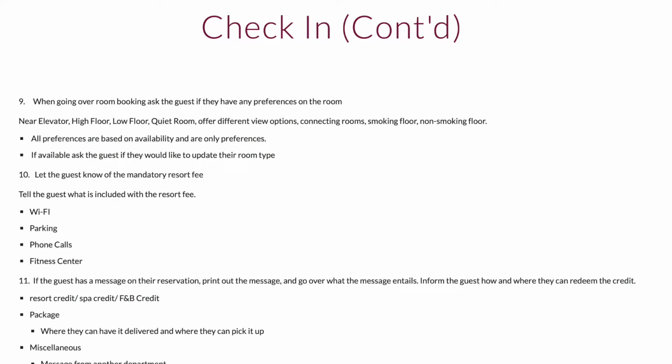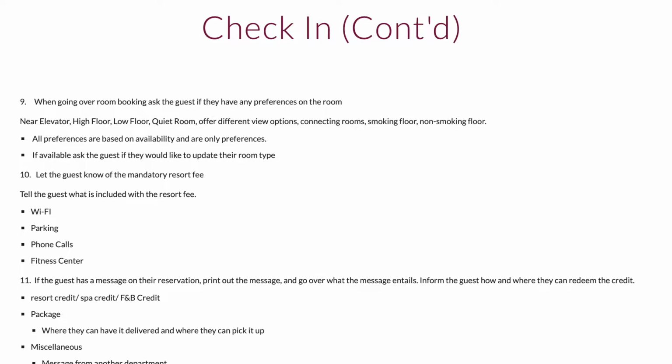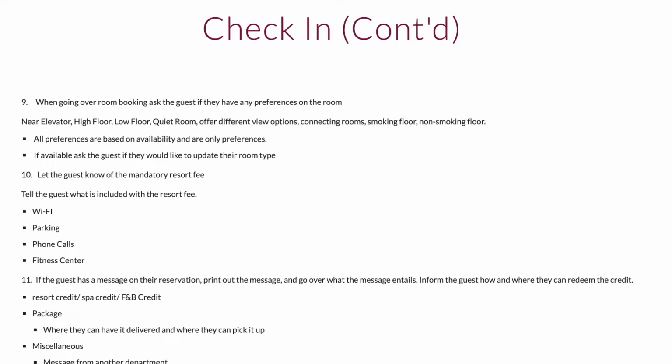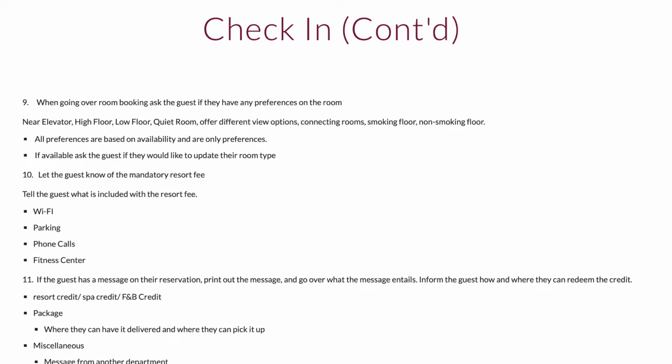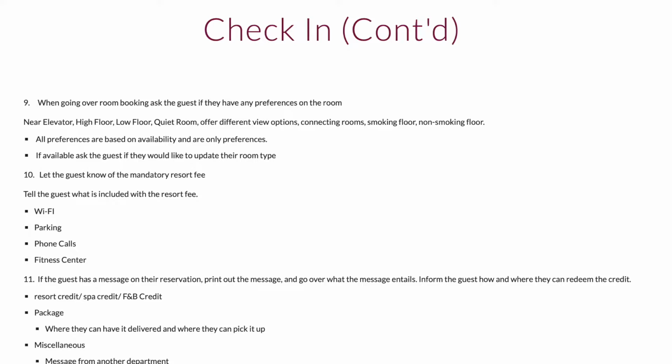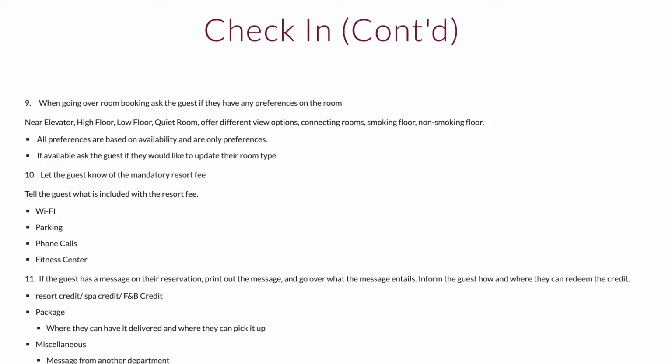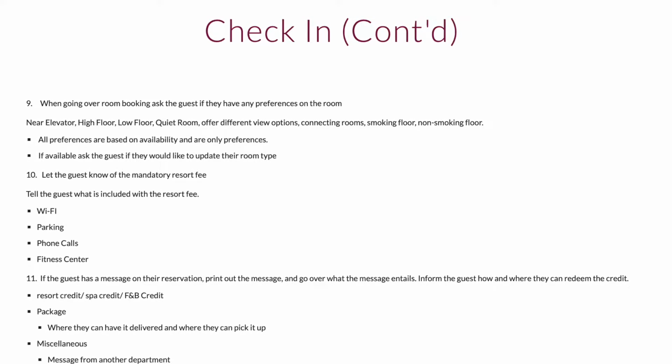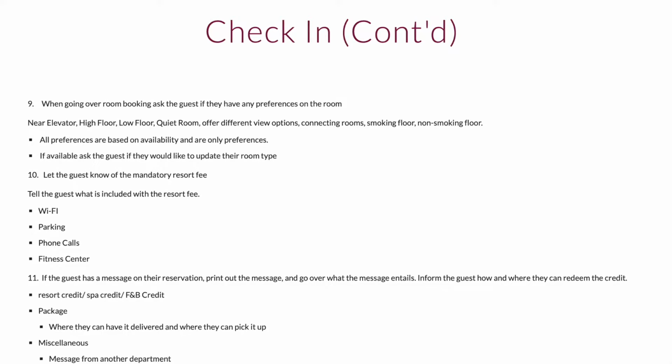When going over room booking, ask the guests if they have any preferences on the room. Now, this can lead to near the elevator, high floor, low floor, quiet room, other different view options, connecting rooms, smoking floor, non-smoking floor. All preferences are based on availability and are only preferences, but we do want to make sure we honor the guest preference if it is available.